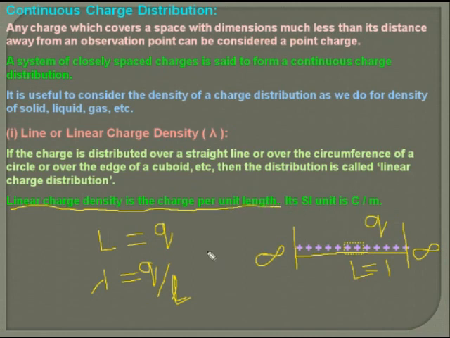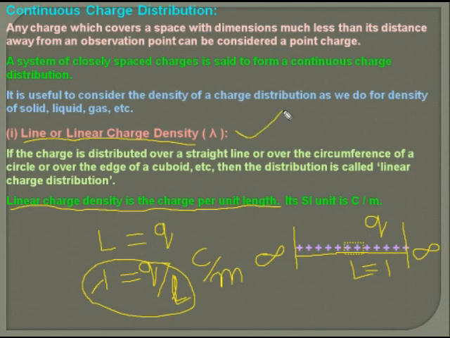Its SI unit will be, since the unit of Q or charge is coulomb in the SI system and the unit of length in the SI system is meter, so the line charge density unit will be coulomb per meter. Is that clear? And you have to remember that this is density and it is a scalar quantity. Line or linear charge density. What is the use of line charge density? We will see that in electric field, but now you have to understand these terminologies.